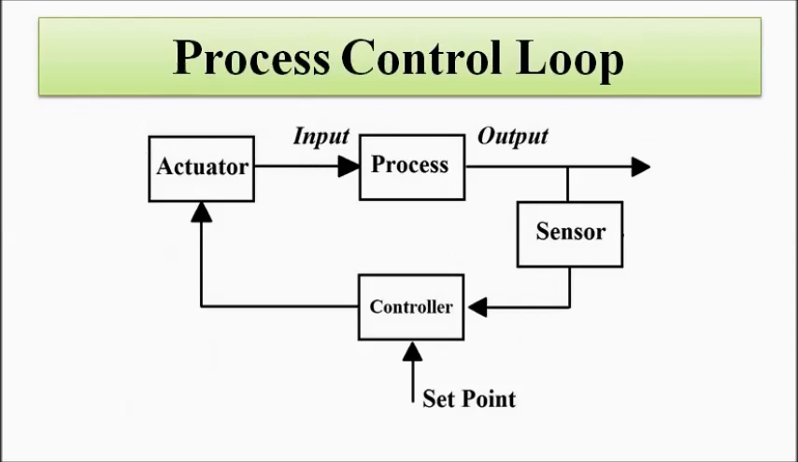So this is the basic process control loop, where we have the process with the input and the output. The sensor measures the output and gives it to the controller, which is fed with the set point, which is the output which we want. Then, depending on the error, or the difference between the actual output and the desired output, the controller issues a signal to the actuator, which controls the input variable.